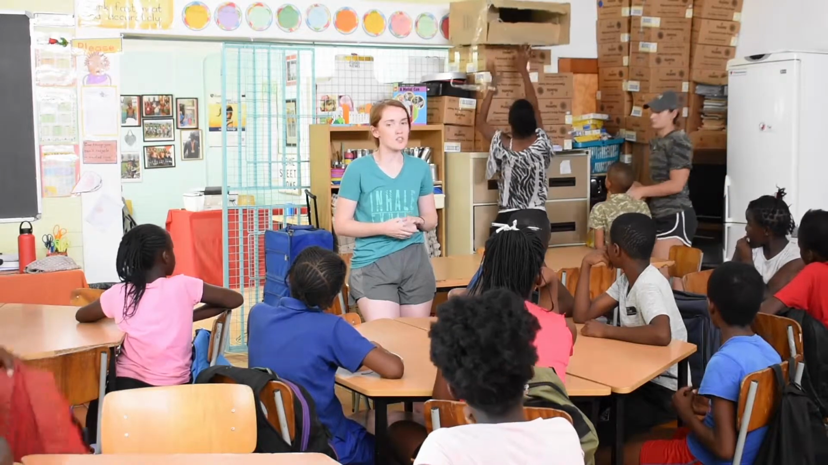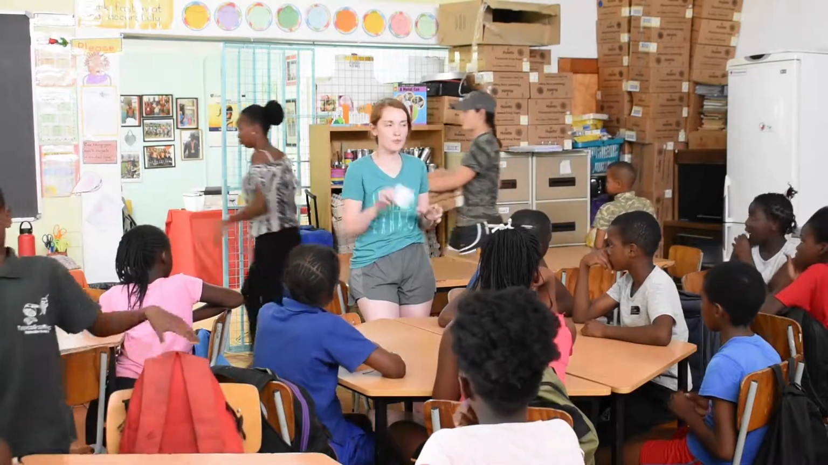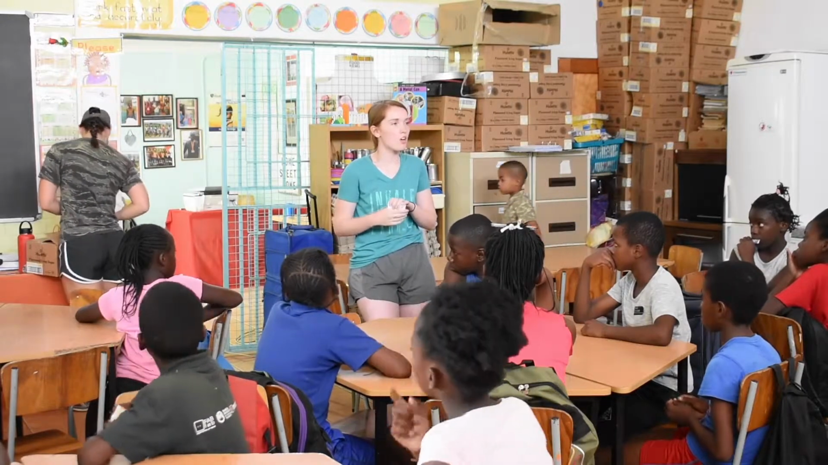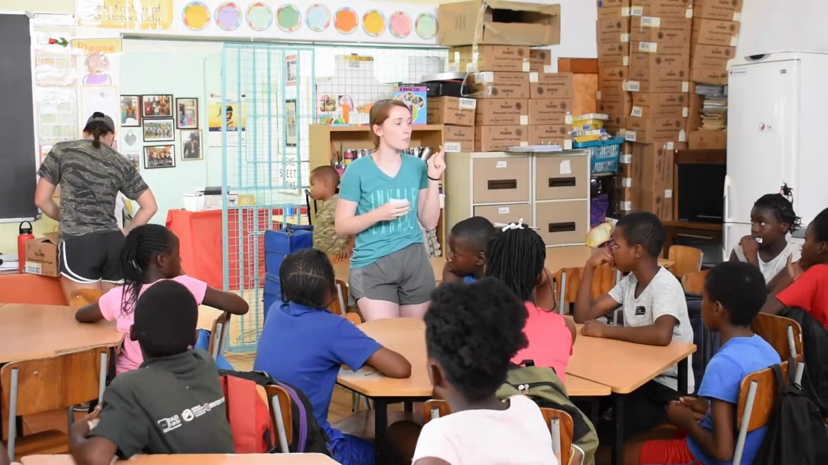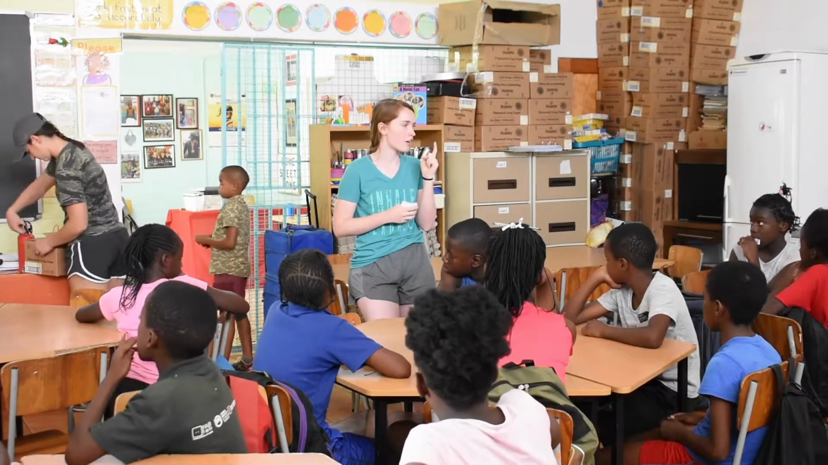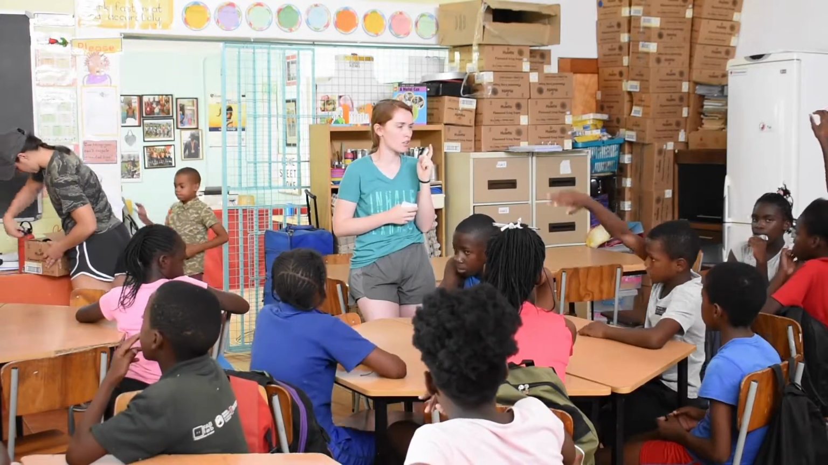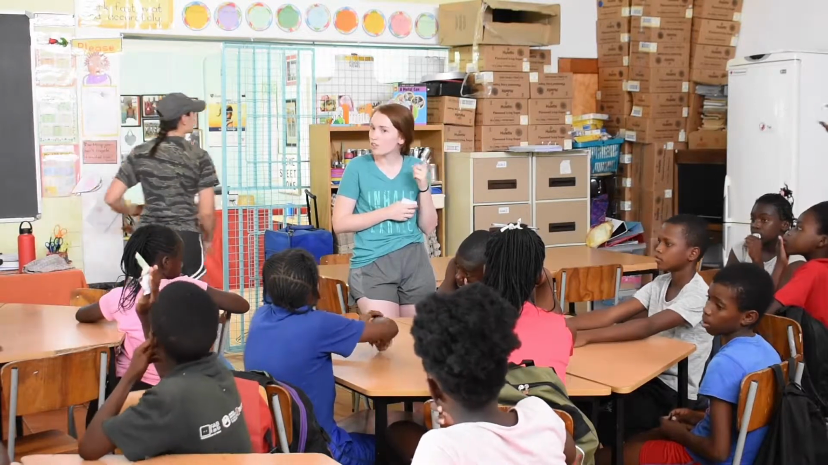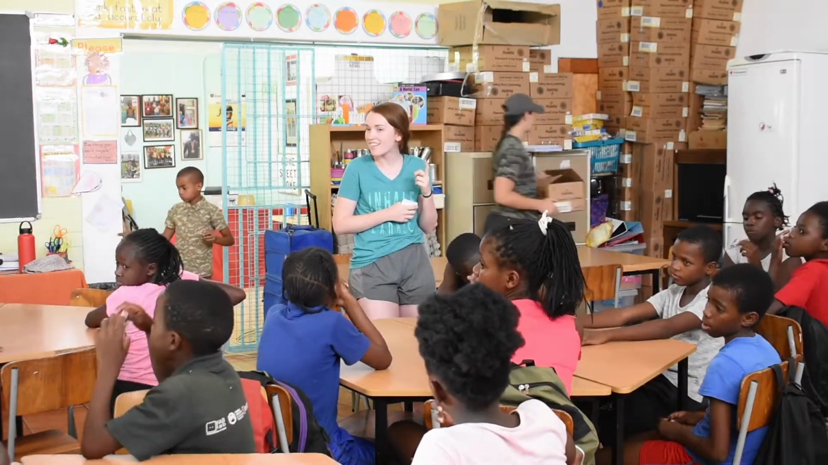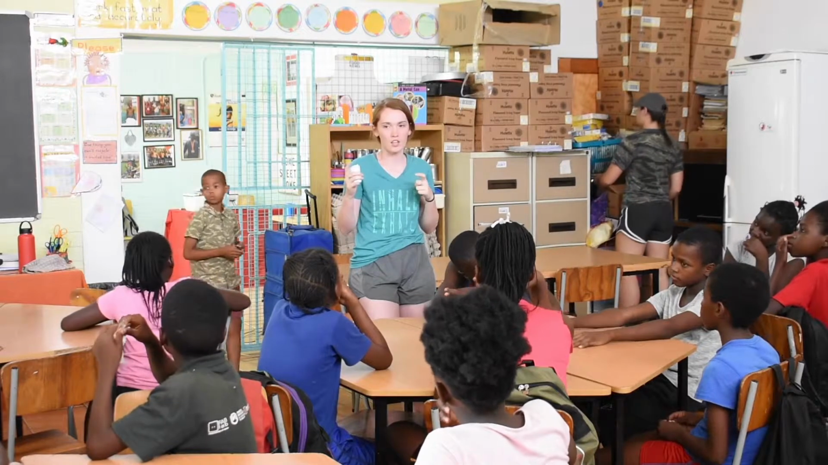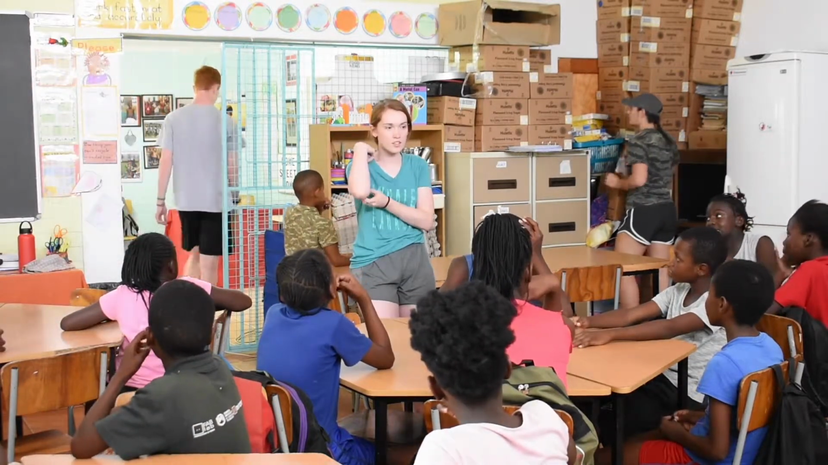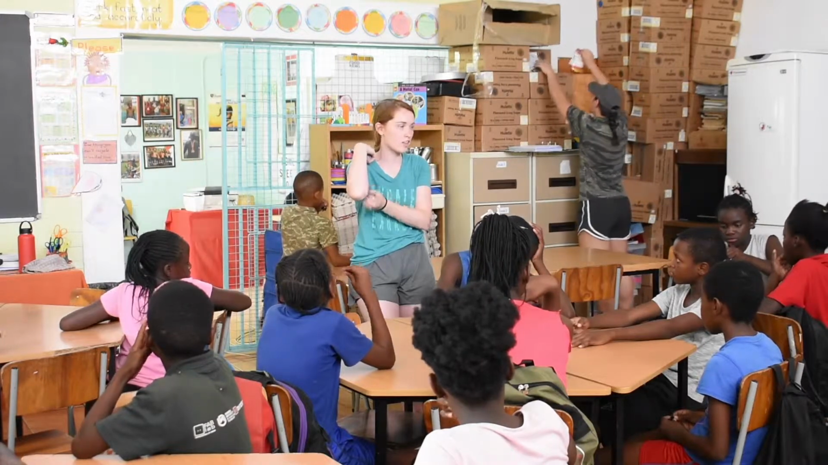Okay, so for starters, everyone's gonna get a card. When you get your card, I want you to flip it over and think about your prey and predator. So what's a predator? Someone remind me. Something that hunts. They eat. And what's a prey? An animal that is hunting.